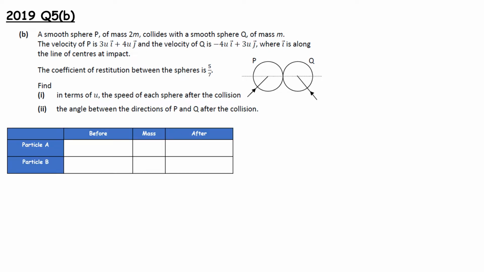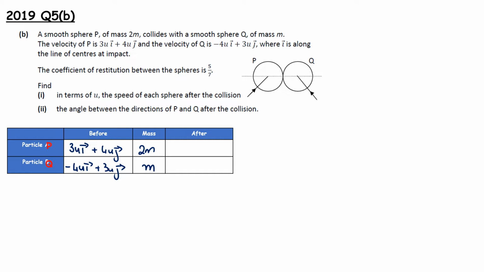So I'm going to set up my table here. We have P and Q, so I'm going to change this to particle P and particle Q. Let's fill in what we know. Before, this is 3ui plus 4uj, and that is a mass 2m. Q is minus 4ui plus 3uj, and it is mass m. We know that only the i components are going to change and the j's will stay the same.